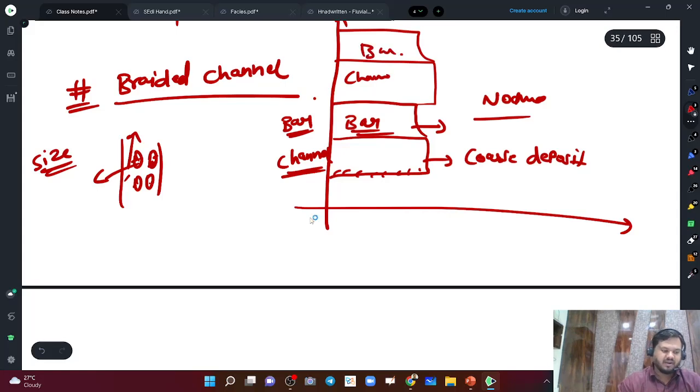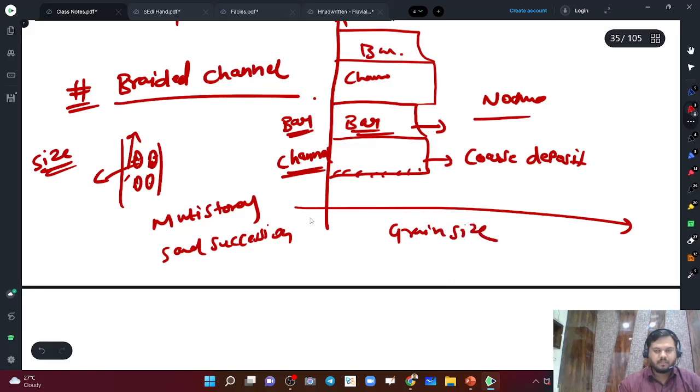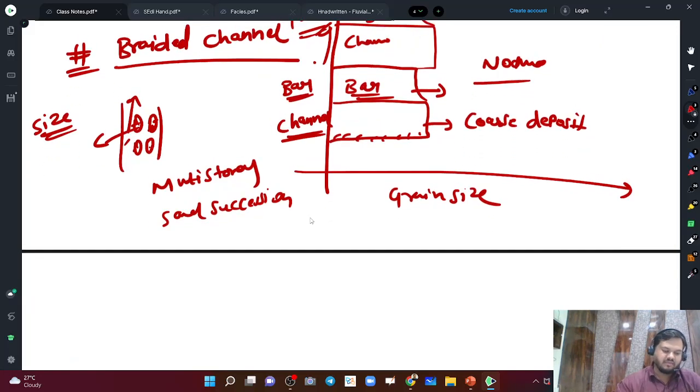This is repetitive, right? So sometimes we call it a multi story sand succession also, like in the book by Pettijohn, Sand and Sandstone. If you read it, you'll find they have written multi story sand succession. This is grain size and this is thickness, basically. This is one thing.